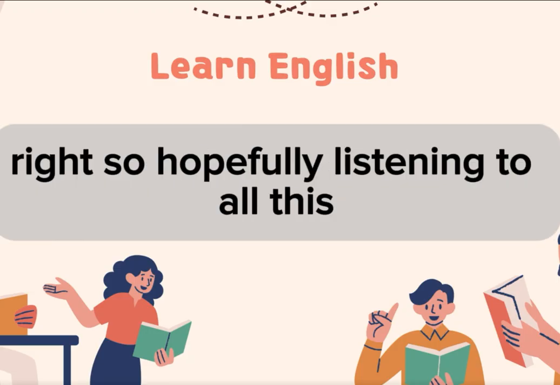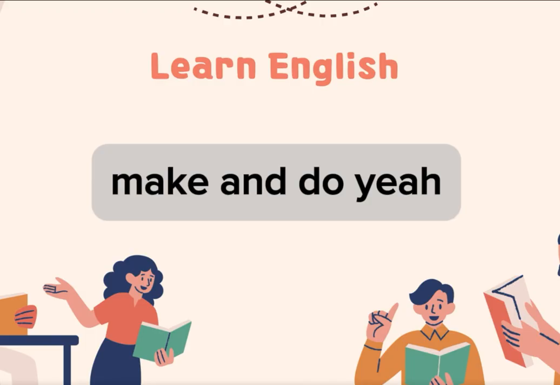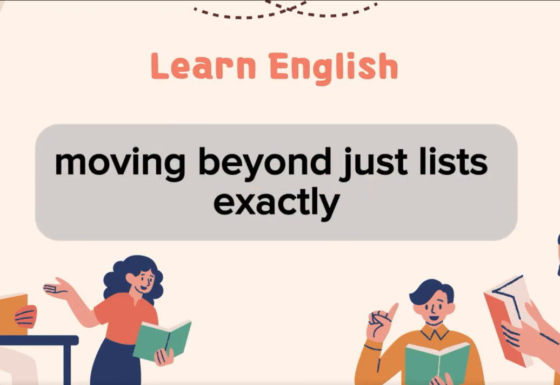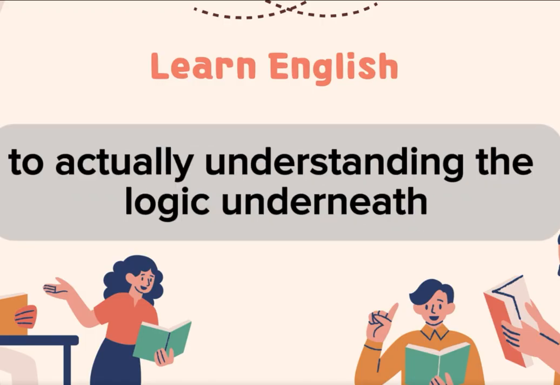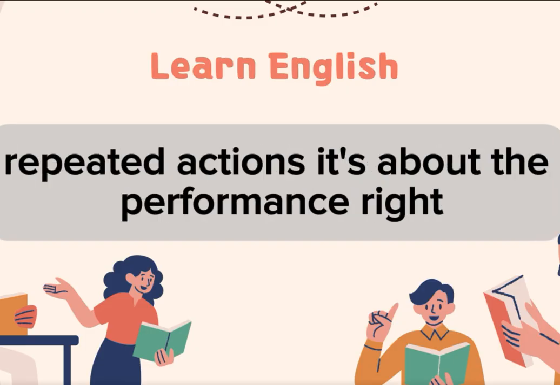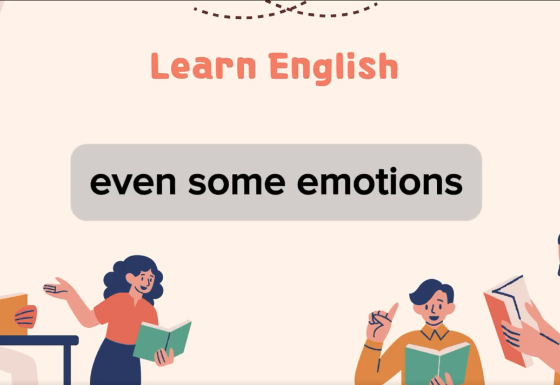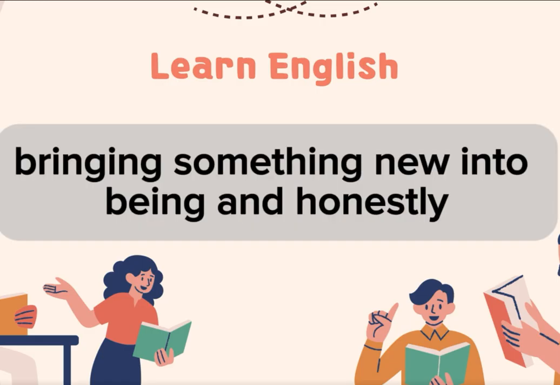Right. So hopefully listening to all this, you've just taken a really big step towards mastering this tricky pair, make and do. Yeah, moving beyond just lists. Exactly. From memorizing to actually understanding the logic underneath. So just to pull it all together, let's recap quickly. Use do for tasks, work, duties, repeated actions. It's about the performance. Right. And use make for creation, results, decisions, plans, even some emotions, bringing something new into being.